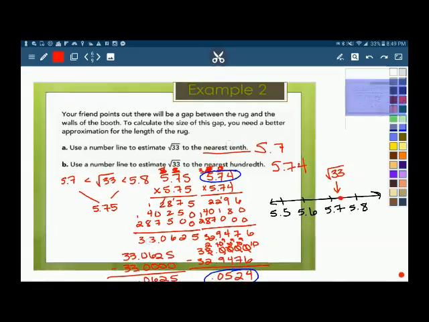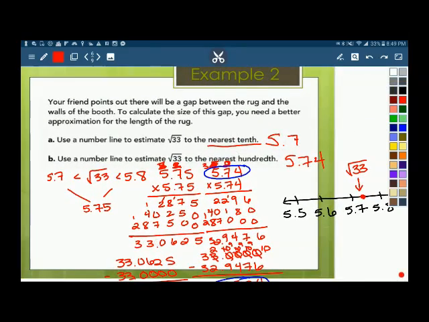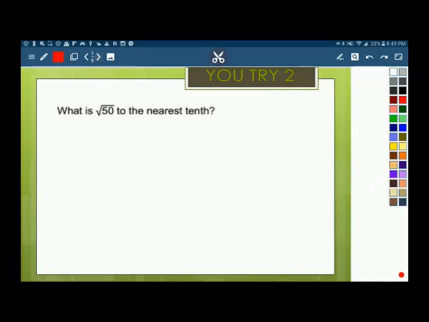So we did a lot in example 2. We approximated to the 10th in the first example, and then we went a step further, approximated it to the 100th, and we also placed it on a number line. What I want you to do on your U-Try, you don't have to do that much. Okay, that was a lot of depth. All I want you to do is to approximate the square root of 50 to the nearest 10th. You don't even have to go all the way to the 100th.